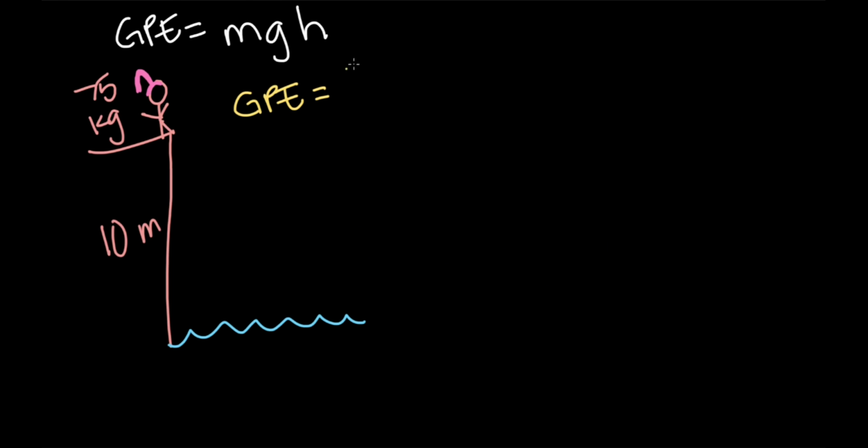So 7,350 joules is her gravitational potential energy standing at the top of the cliff. Now let's say that our cliff jumper here has decided to take the plunge and she's going to jump off the cliff. When she reaches the water, what is her gravitational potential energy going to be?